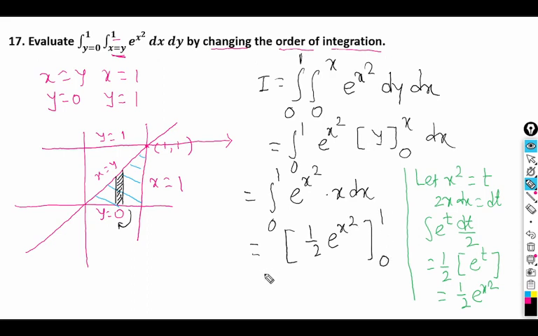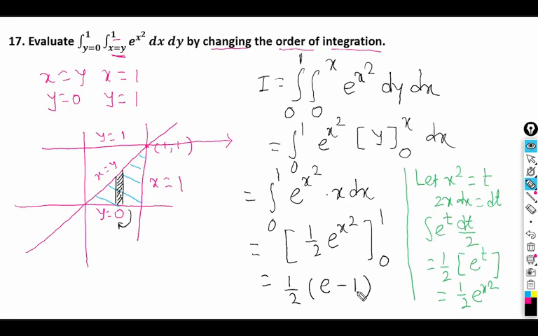We are putting upper and lower limit. So 1 by 2 as constant, e raised to 1 is e, and lower limit e raised to 0 is 1. And that is the end of the question. The value of the integral is 1 by 2 times e minus 1.